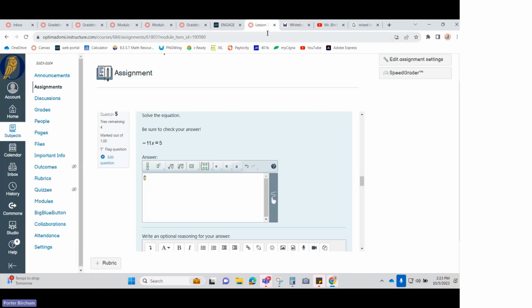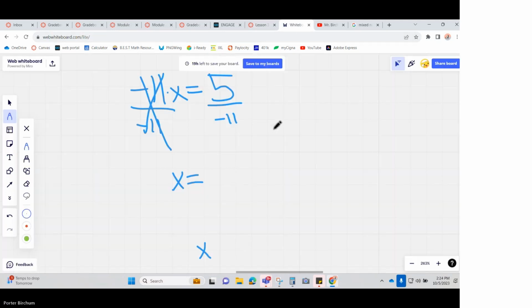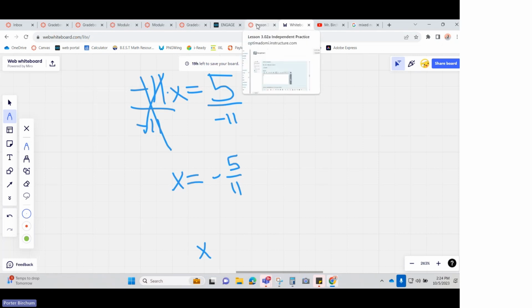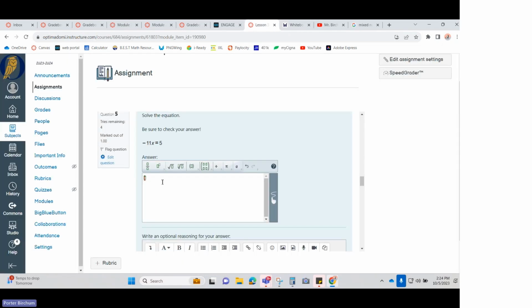I think I messed up my number. No, I did not. Okay, looks like our answer is negative 5/11. Wacky. Negative 5/11. I'm just going to keep it as a fraction. Let's see what the computer does. X equals negative 5/11. We can check our work too.